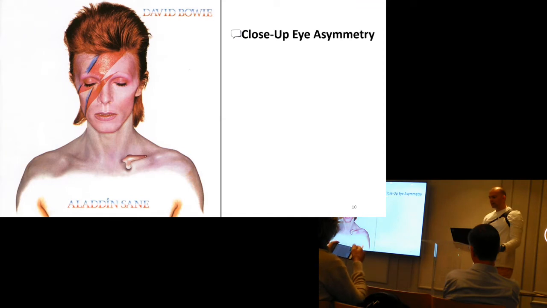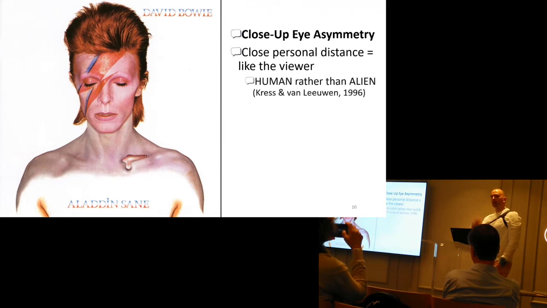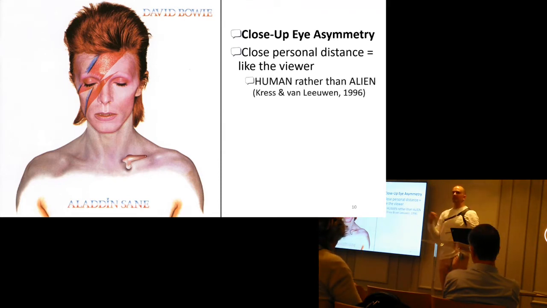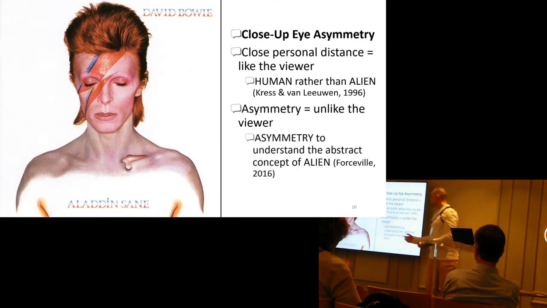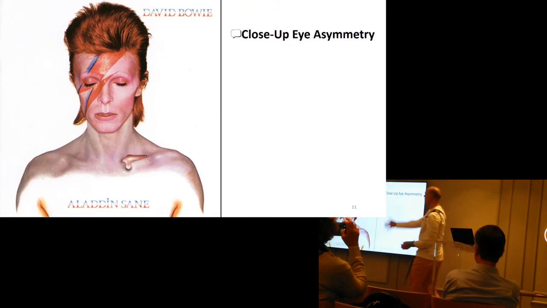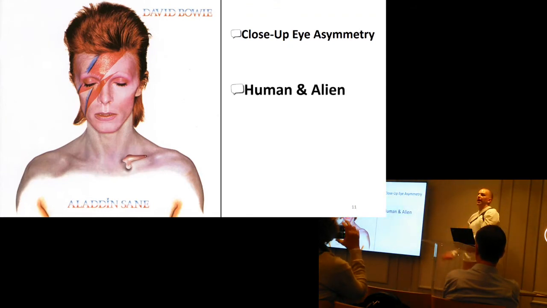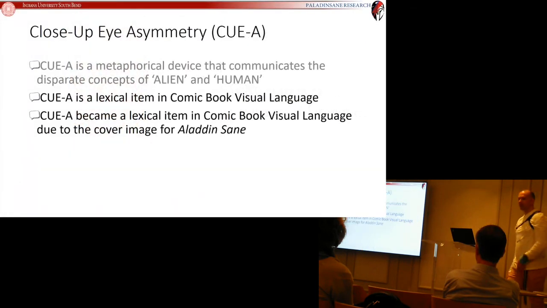So close-up eye asymmetry, it's kind of there in the name. First off, you have a close personal distance. And according to visual grammar, this says that the person being depicted is like you, like the viewer. So this communicates that Bowie, in this case, is human rather than alien. So he's like us, like the viewer. However, the asymmetry communicates the exact opposite. It communicates that he's not like the viewer, that he's alien, because most things have bilateral symmetry. So together, this one combination, this one metaphor, can communicate both the human and the alien, both the message that this person is like us, and yet somehow unlike us. So that's the metaphorical device of close-up eye asymmetry.